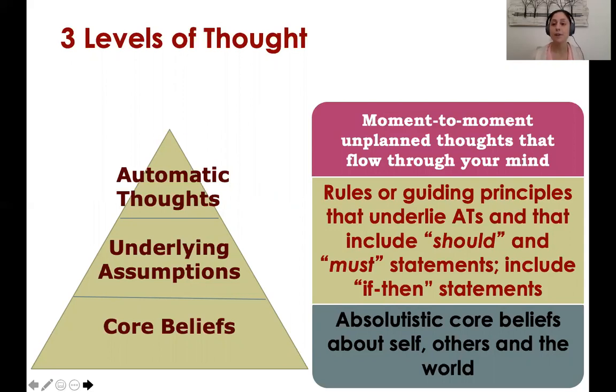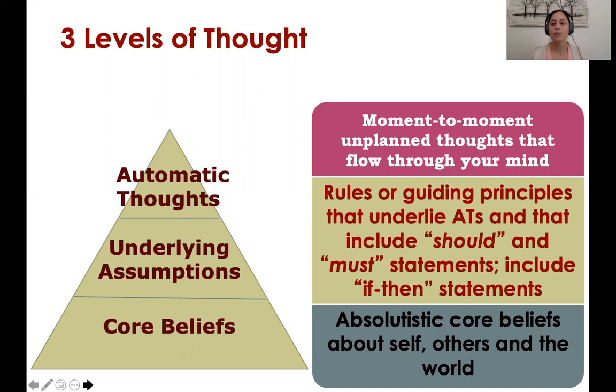Okay? These automatic thoughts are generated from underlying assumptions, and underlying assumptions are rules or guiding principles that often include absolutes, so things like shoulds, musts, and if-then statements. For example, an underlying assumption may be, if I don't let my friends cheat off me, then I am not a good friend. And you can see how having that underlying assumption may create automatic thoughts like, my friends don't like me, in the event that you didn't let them cheat off of you.